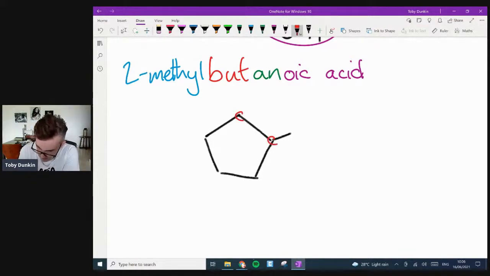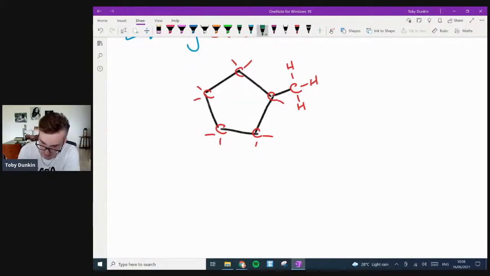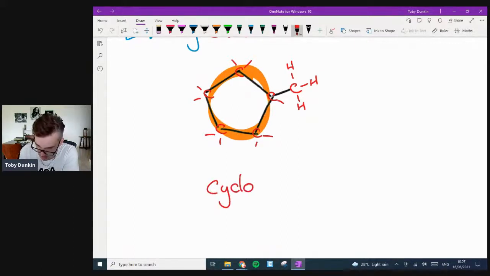1 carbon, 2 carbons, 3 carbons, 4 carbons, 5 carbons, 1, 2, no double bonds anywhere. And then a carbon here, there's my branch. I'm not going to bother with all my H's. So, longest chain. Longest chain is 5, and it's in a ring. This is cyclo. Pent. Is it an ane?